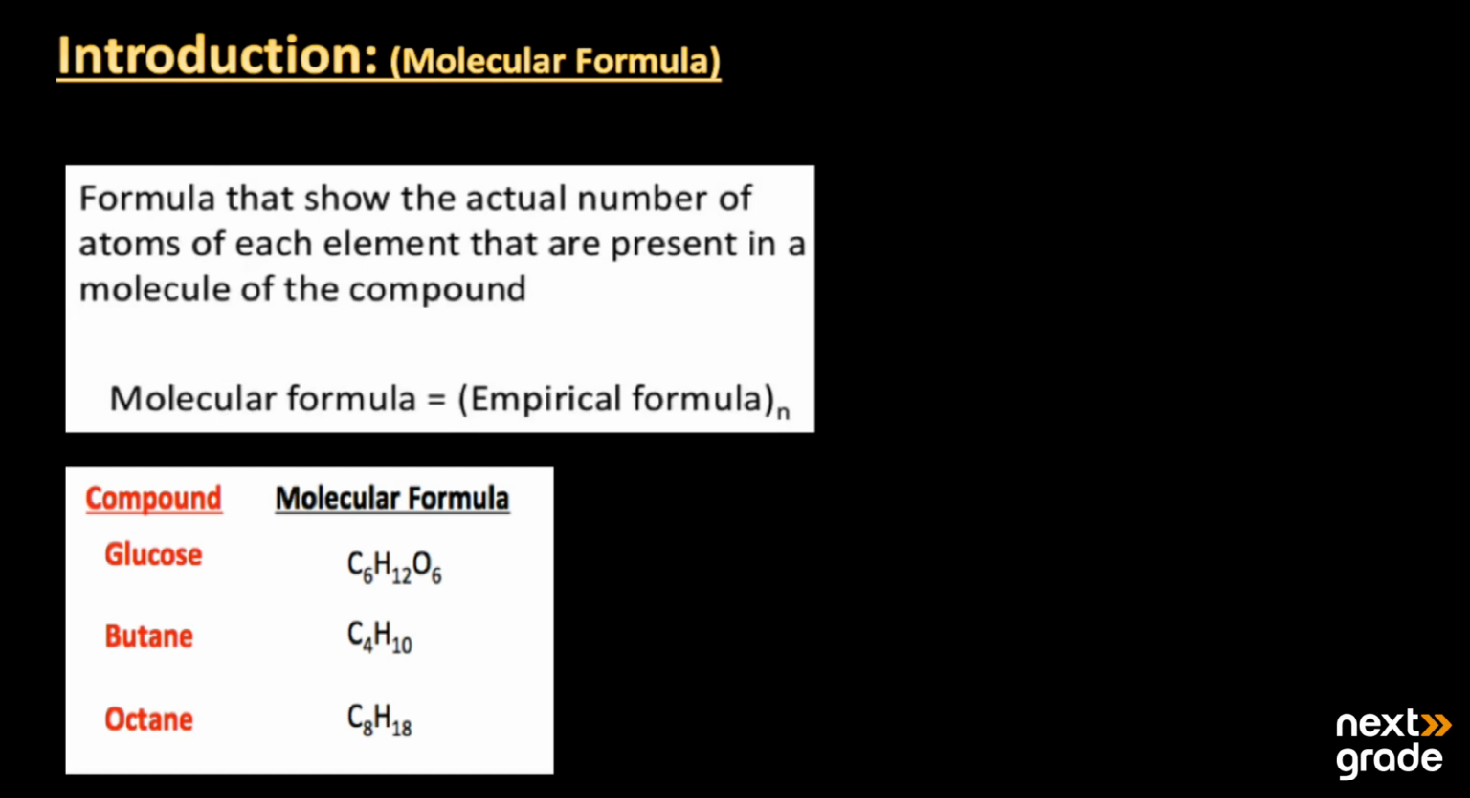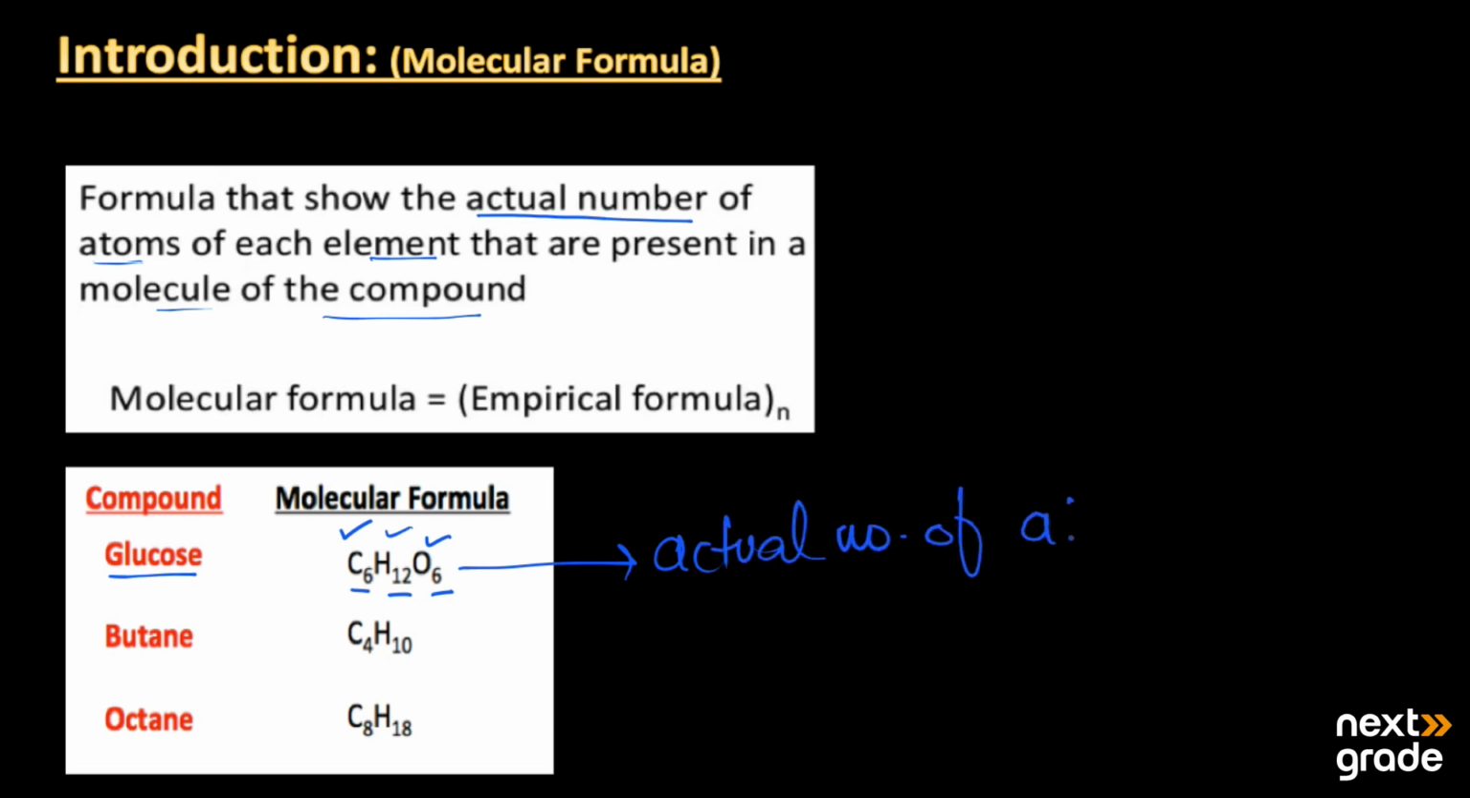Basically, this formula shows us the actual number of atoms of each element that is present in the molecule of a compound. For example, we have a molecule like glucose. Its molecular formula is C6H12O6. Over there, carbon atoms are 6, hydrogen is 12, and oxygen is 6. So it tells us the actual number of atoms that are present in the molecule.